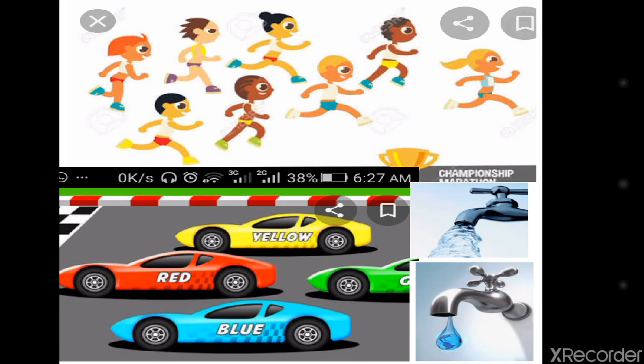Now, look downwards. Is it the blue car, the red, the yellow, or the green? Which is the fastest? Which is the highest speed? Then take a look at the picture by the right hand side downwards. These two taps. Which of the two taps has the higher speed? Now you can pause the video and discuss other times when speed can be used.